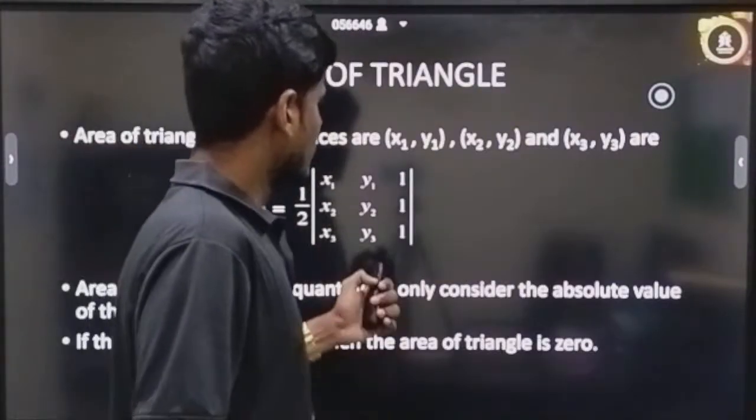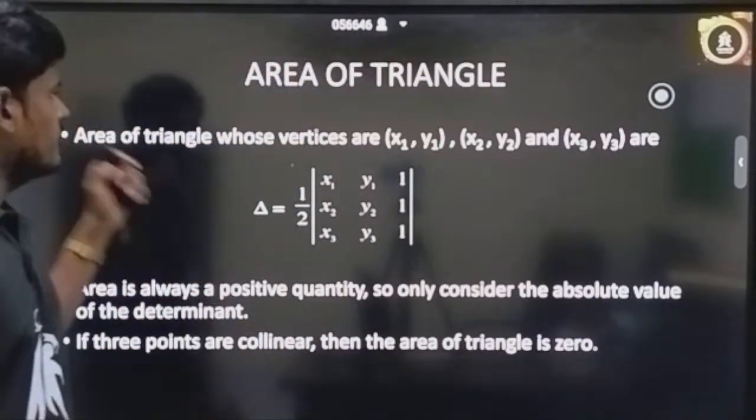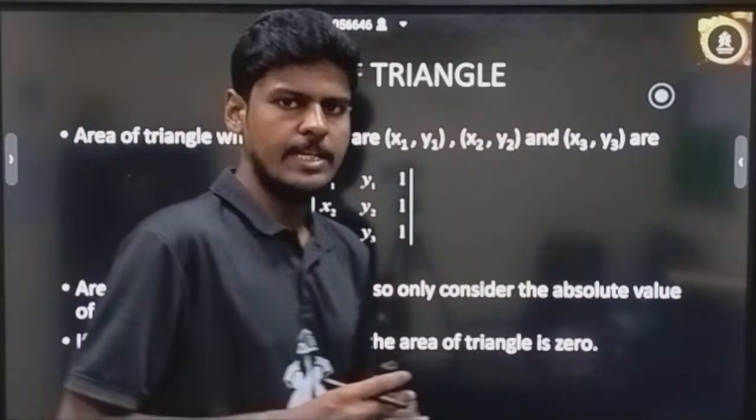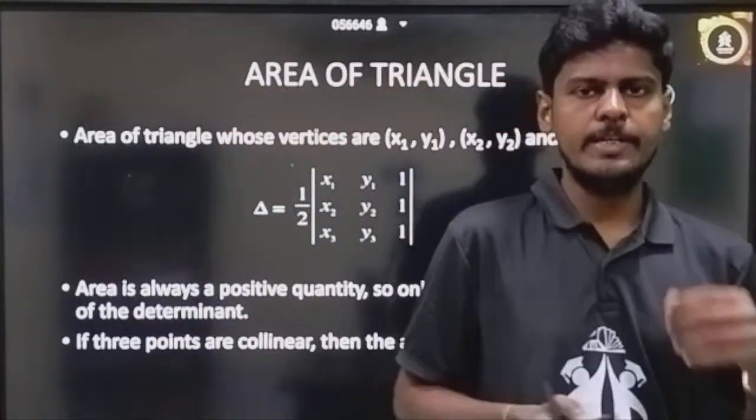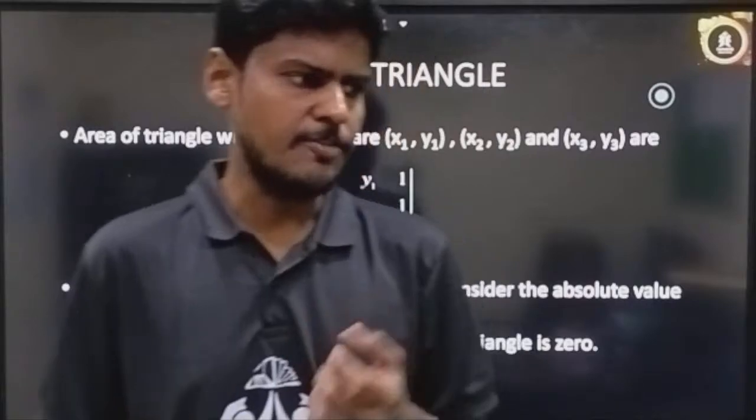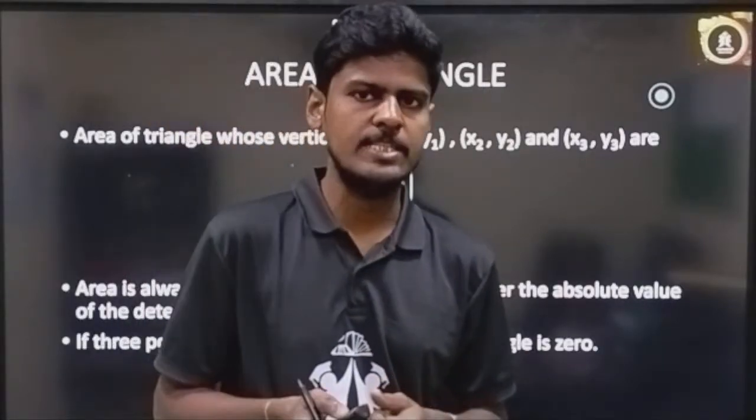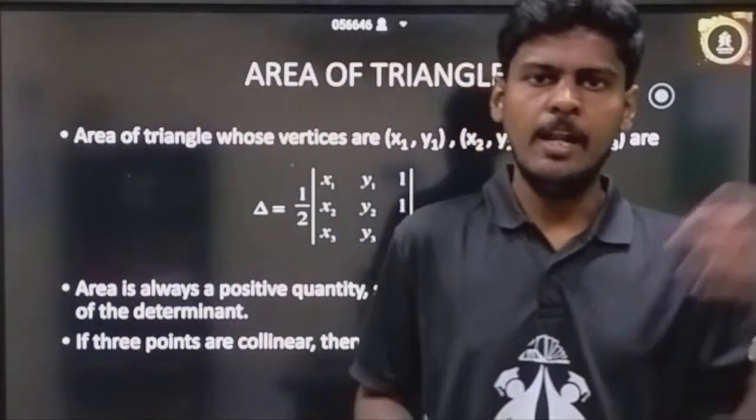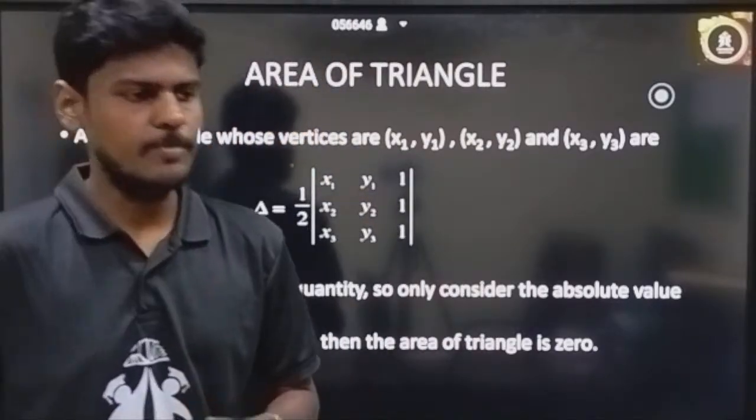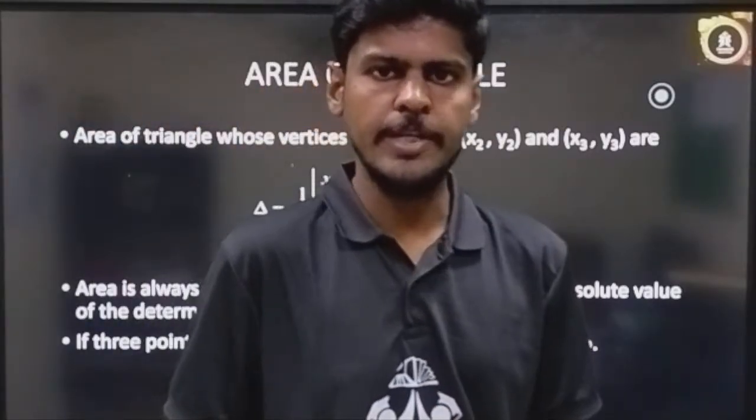Easy questions. Next topic is finding area of triangle. Now by using determinants we can find area of triangle. You already know how to find area of triangle by using basic formulas you learned from class 6. What is the area of triangle? Half into base into height. We already discussed other types by using Heron's formula also. You know how to evaluate.